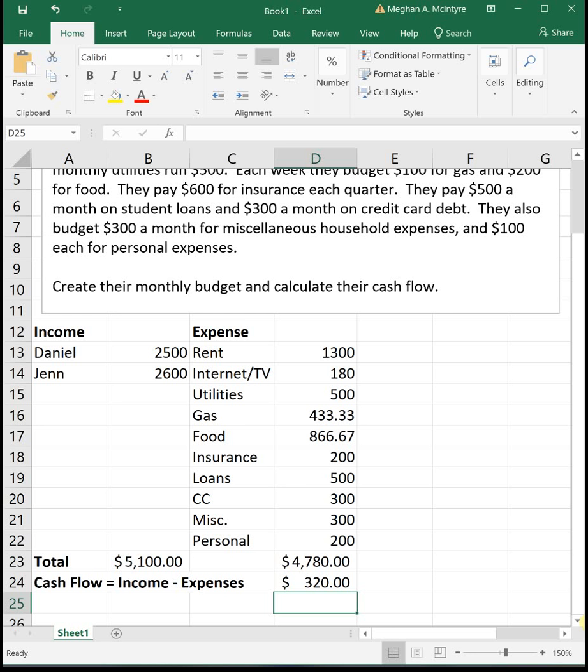They could take that extra and maybe put it in savings, or put it towards retirement, or save up for a new car, or whatever they need to do. But right now their cash flow is $320 a month.